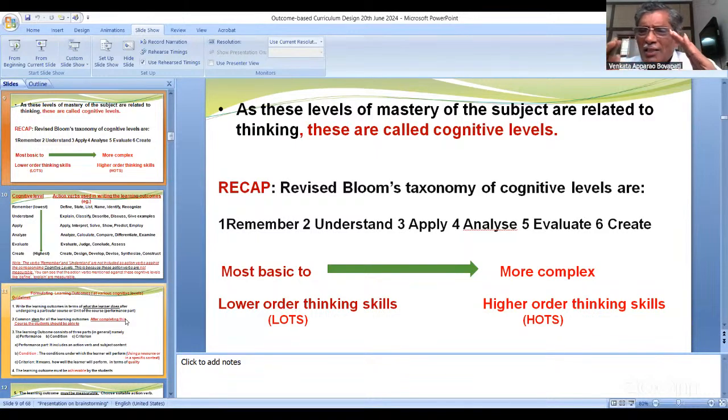Then there is a hierarchy in these learning levels. Remember, understand, apply are considered to be relatively less complex, simple. Therefore, we call them lower order thinking skills, LOTS. Whereas analyze, evaluate, and create, these 3 are considered to be more complex in nature. Therefore, we call them higher order thinking skills, that is HOTS. We should always have in course learning outcomes at least 1 or 2 of HOTS, not all of them LOTS.